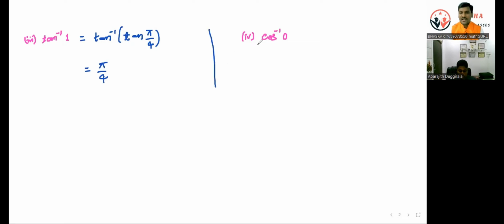Okay. So next, cos inverse of 0. Cos inverse 0 is equal to cos inverse of 0. When we get 0 in cos theta, pi by 2. Cos pi by 2, cos 90 is 0. So that means here the value is pi by 2.